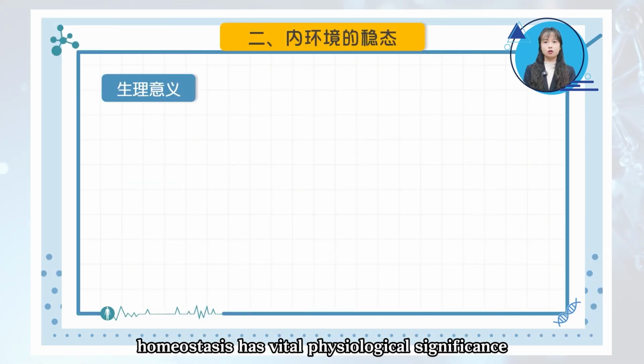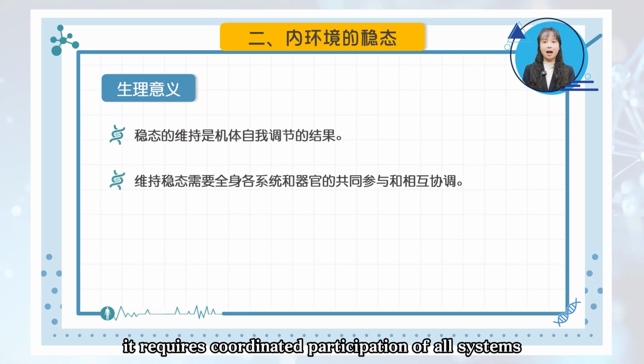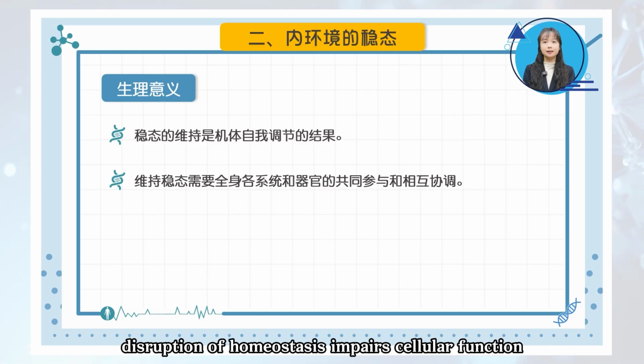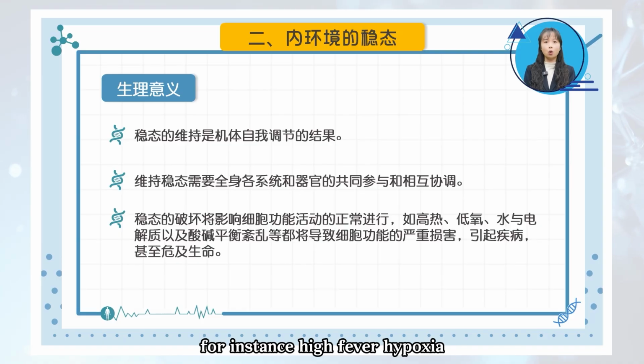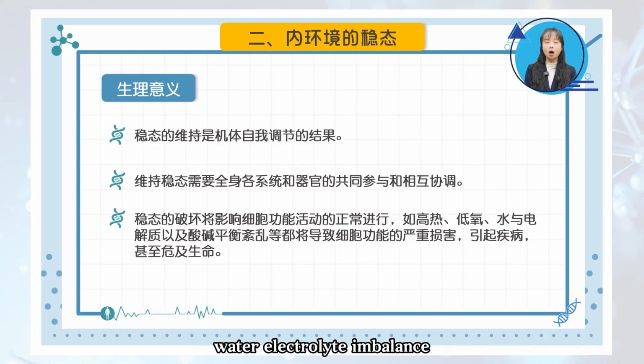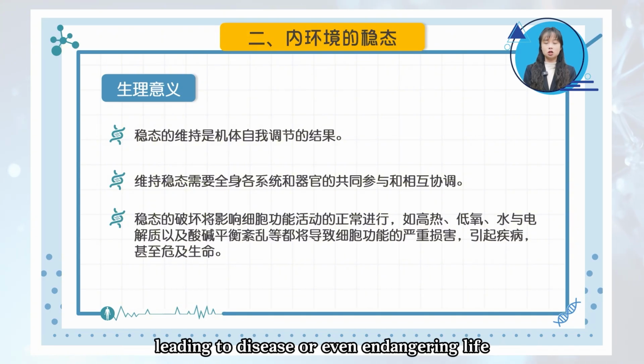Homeostasis has vital physiological significance. Its maintenance relies on self-regulation by the body. It requires coordinated participation of all systems. Disruption of homeostasis impairs cellular function. For instance, high fever, hypoxia, water electrolyte imbalance, and acid-base disorders can cause severe damage, leading to disease or even endangering life.